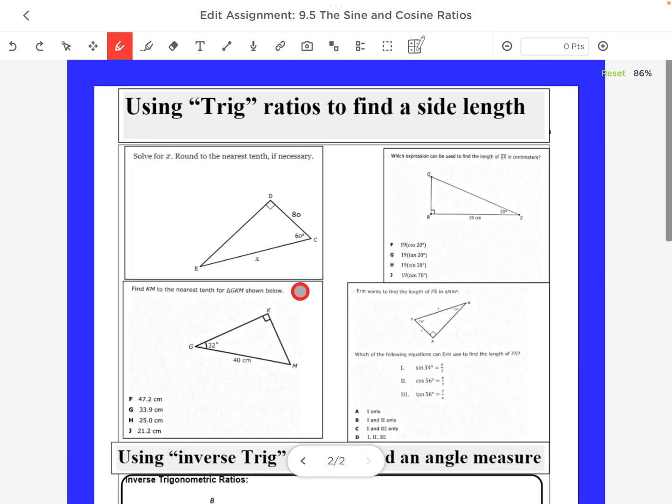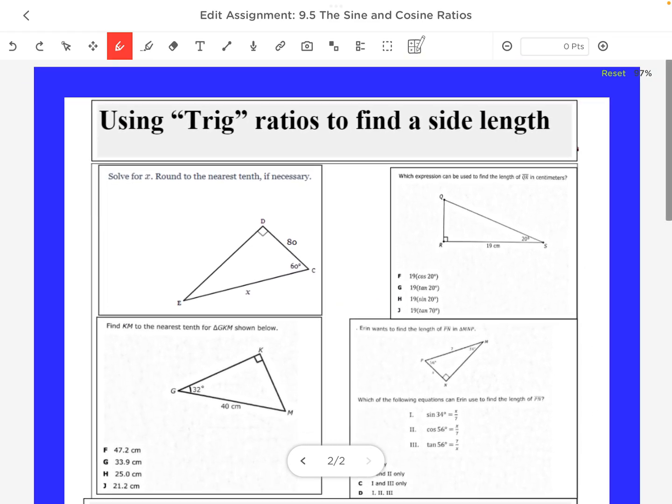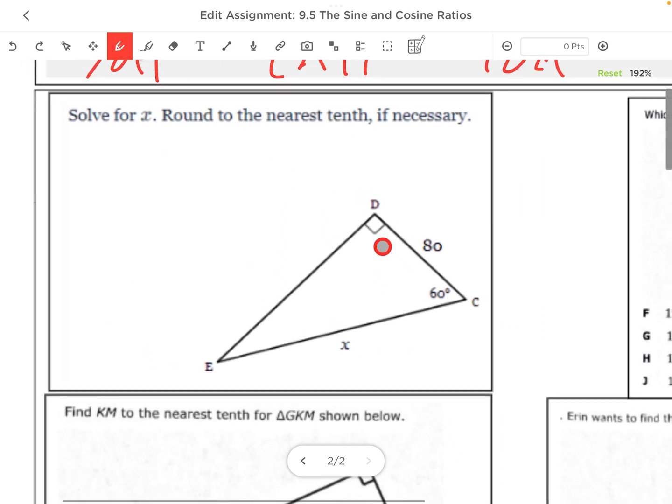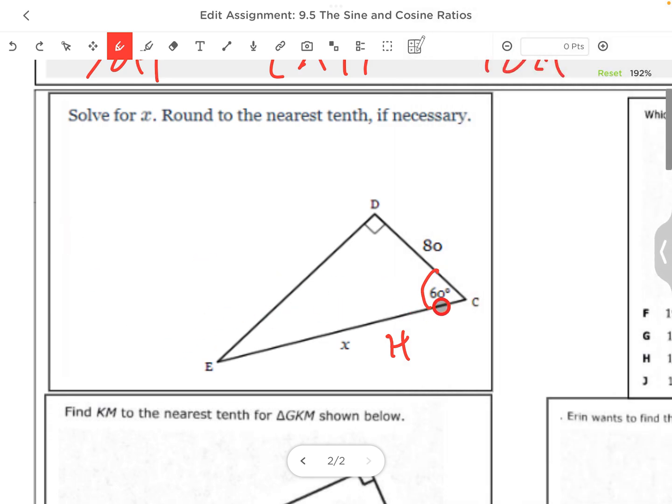All right, so now we're getting right into some practice. That's all we got to remember: SOH CAH TOA, right? So let's write that down. It says solve for x. If we're looking for x, the only angle we know is this, so let's put that as a reference angle. Let's label our sides. First I know the hypotenuse. Then the opposite of 60 would be this, and this is the adjacent.